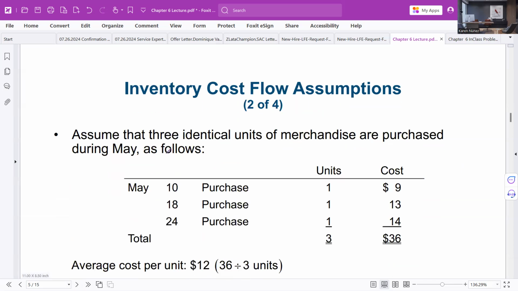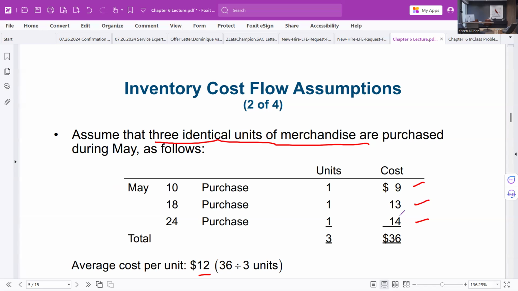So in this case, we have three identical units of merchandise, and they're purchased in the month of May at three different times. On May 10th, we buy one unit that costs $9. On May 18th, we buy one unit that is identical to the first unit, and it costs $13. And then on May 24th, we buy a third unit, and all three units are identical, and it costs $14. So the problem that we have here is that we've got three different costs. Now, if we average them, then on average they cost $12, but each unit has a different cost.